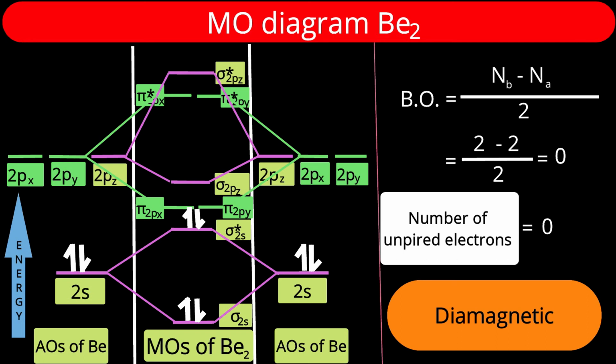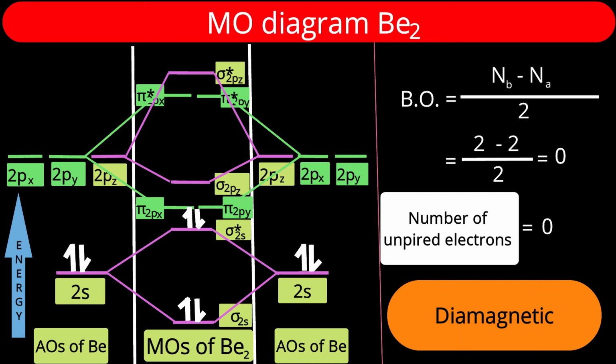Let us calculate the number of electrons in bonding orbitals. There are only 2 electrons in the sigma 2s, which is the bonding orbital, and 2 electrons in the antibonding orbital. So 2 minus 2 divided by 2. What is the answer? 0. So in the Be2 molecule, there is no bond. It means the diatomic beryllium molecule does not exist. This is the answer by molecular orbital theory, which is a reality. If it does not exist, then there is no question of magnetism.